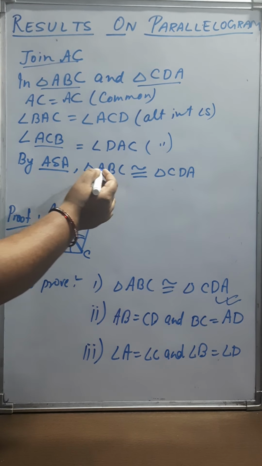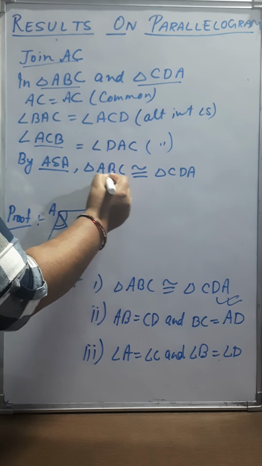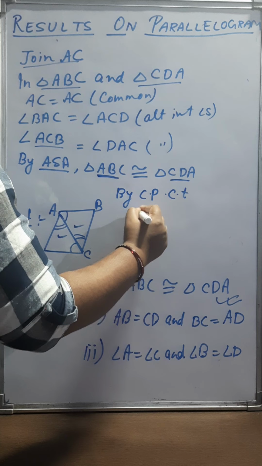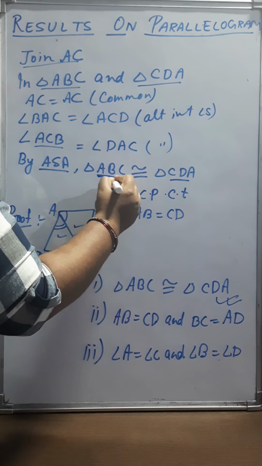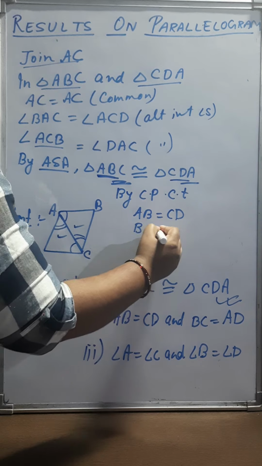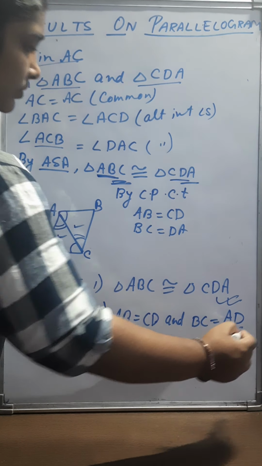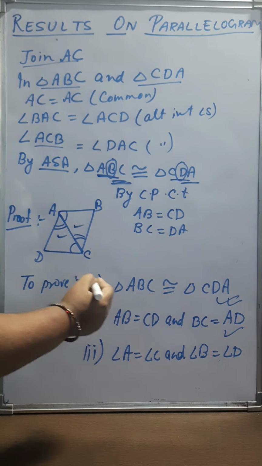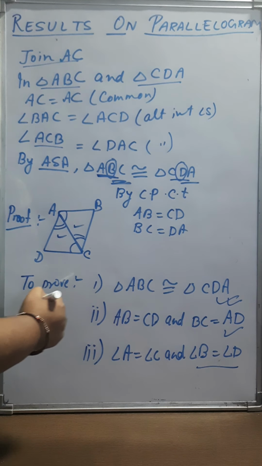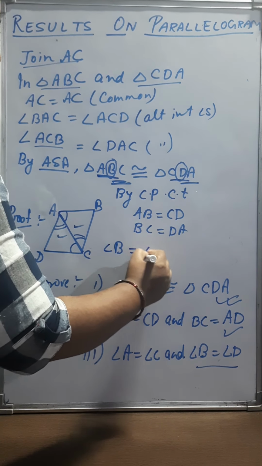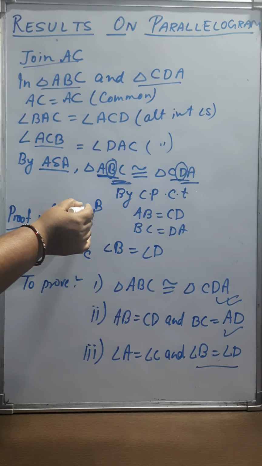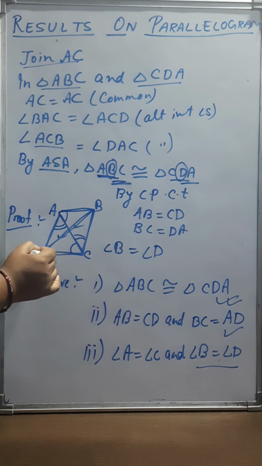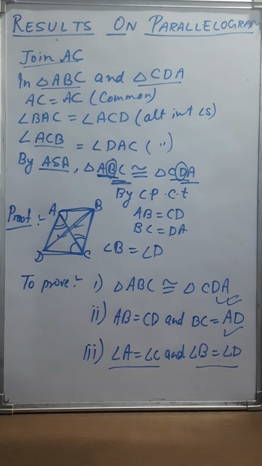If we apply CPCT for these two congruent triangles, we can say that AB will be equal to CD. We can write by CPCT, AB will be equal to CD and BC will be equal to DA, which is the second one. And angle B of this triangle will be equal to angle D of this triangle, which is the third part of this theorem, that angle B is equal to angle D. Similarly, if we join BD and prove that triangle ABD is congruent to triangle BCD, we can get angle A is equal to angle C.